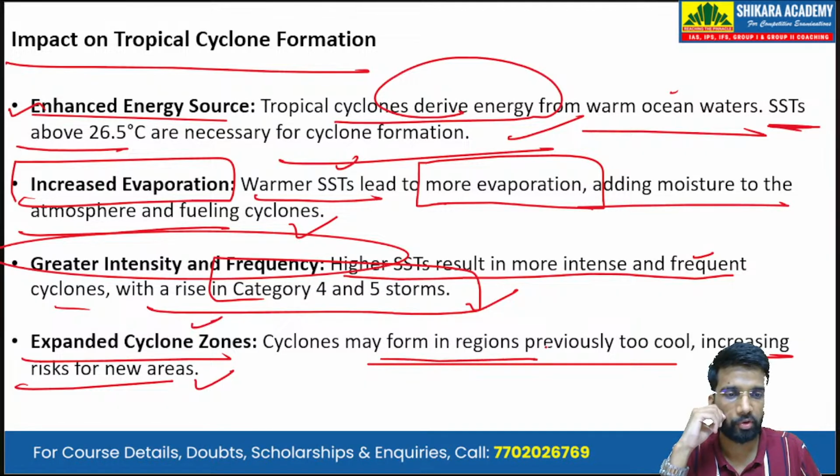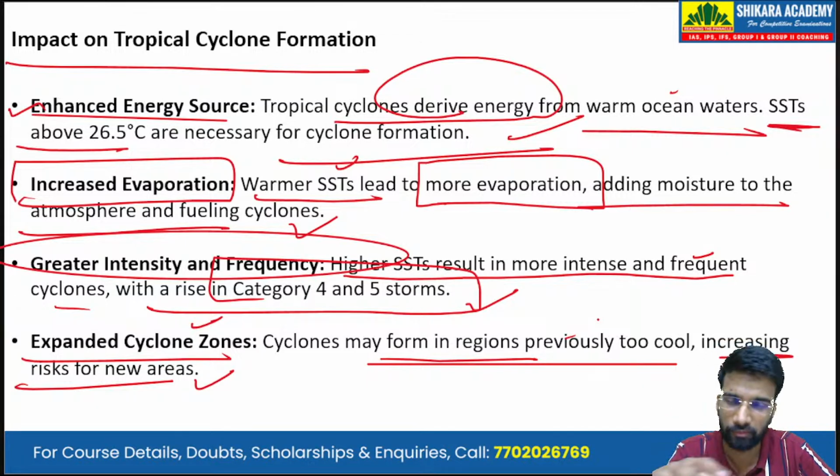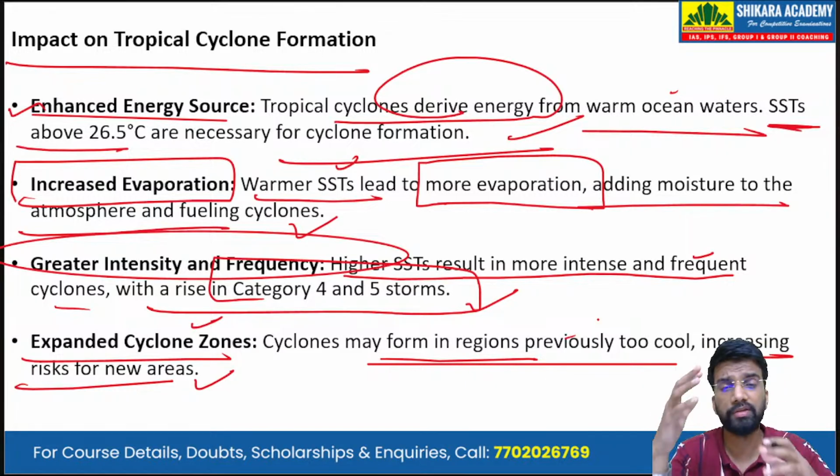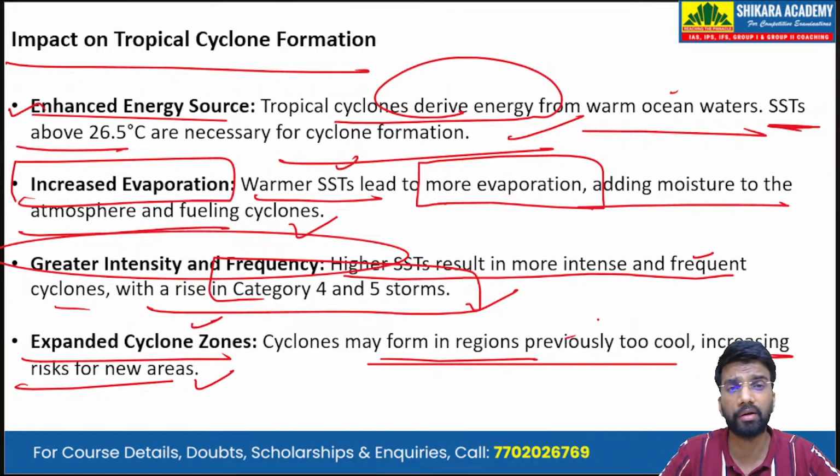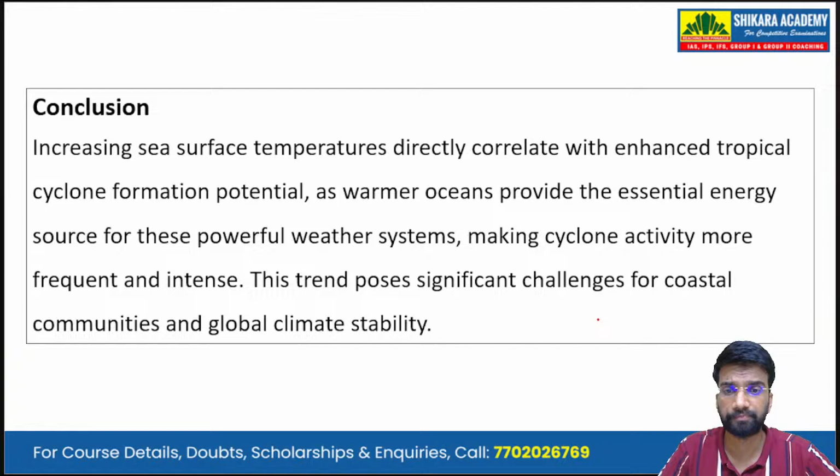So cyclones may form in previous regions, like the upper latitudes, where the ocean surface temperature was not very warm. But due to the increased sea surface temperature rise, even those regions, the subtropical or temperate regions, are getting warmed up enough for cyclones to develop.